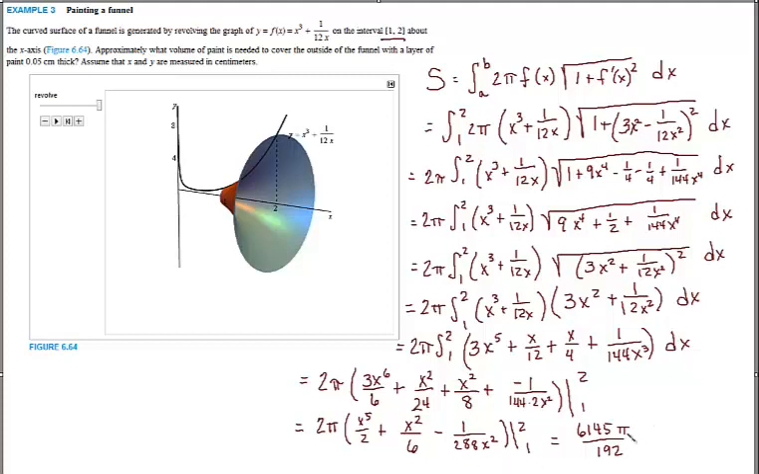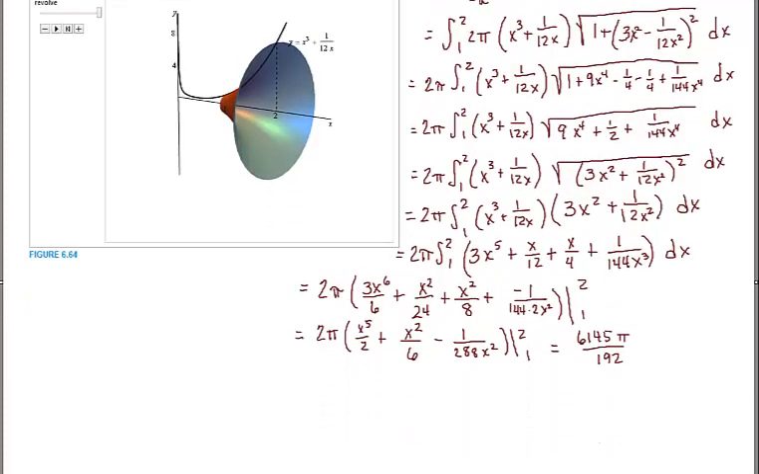Alright, punching this really messy thing, I get 6145 pi over 192, and then if I want the volume of paint, I'm just going to multiply that by the 0.05 centimeter thickness. So I'll do that. And this is what I get for the volume. On to the last one.